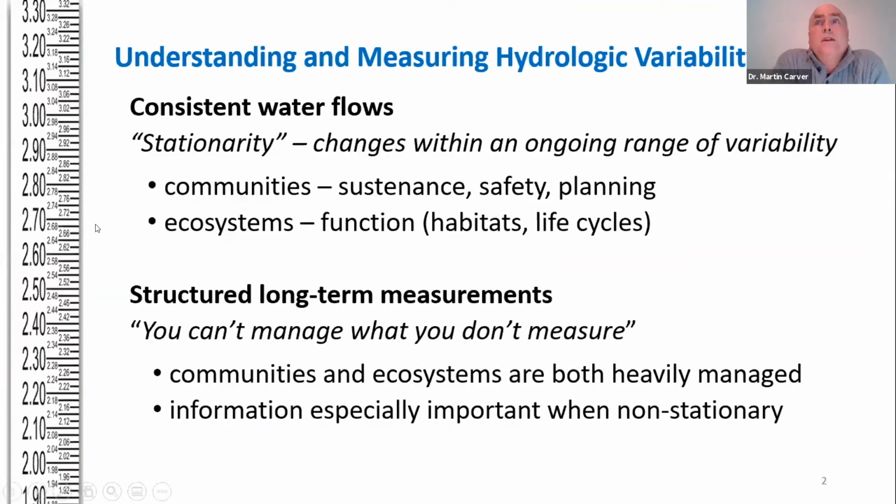Now, understanding and measuring hydrologic variability. There's 2 points I'd like to make to frame the talk. The first is that consistent water flows are relied upon widely. The concept of stationarity is one in which the changes are occurring within an ongoing range of variability. So we rely on consistent water flows both for communities, our sustenance, our safety, our planning, and many things, and ecosystems, their functions in terms of habitats, life cycles, and other aspects. So this idea of stationarity and consistent water flows underpins everything we experience day to day.